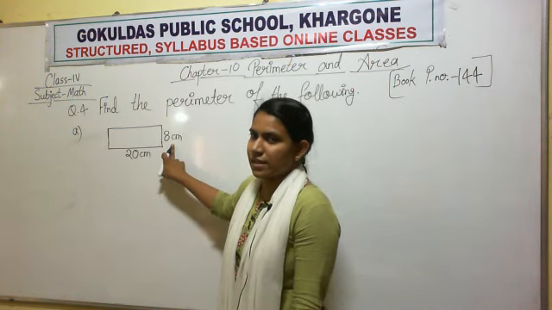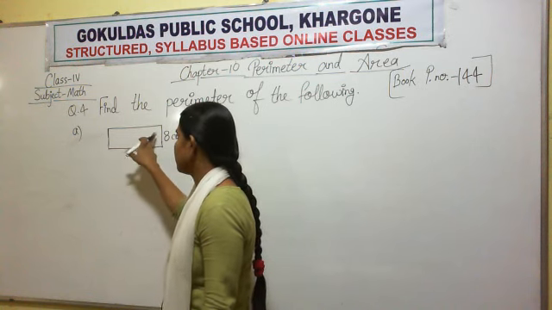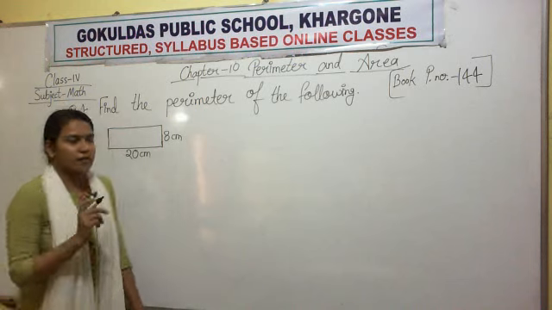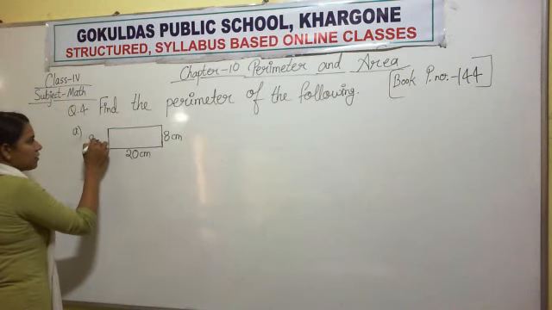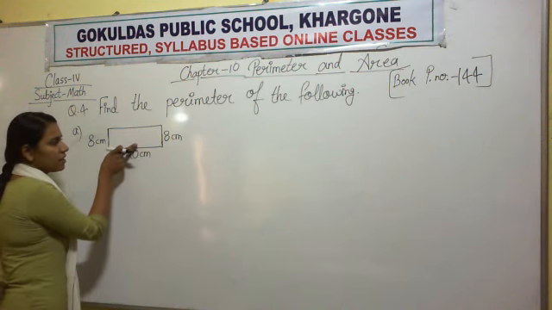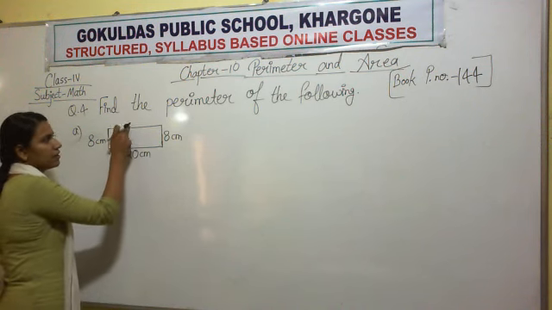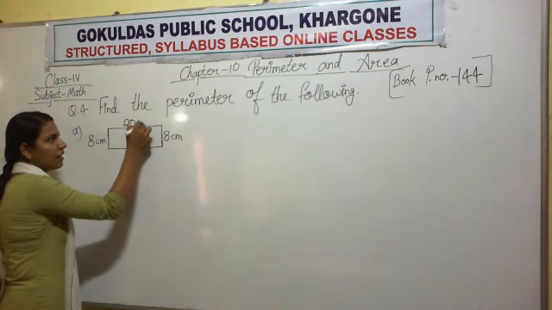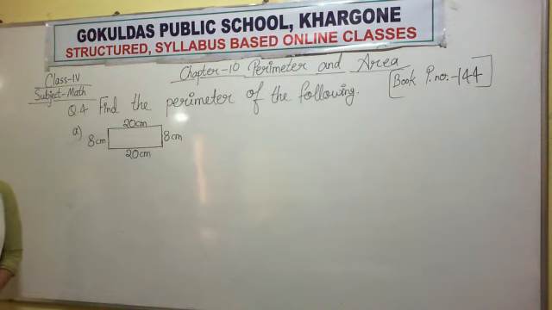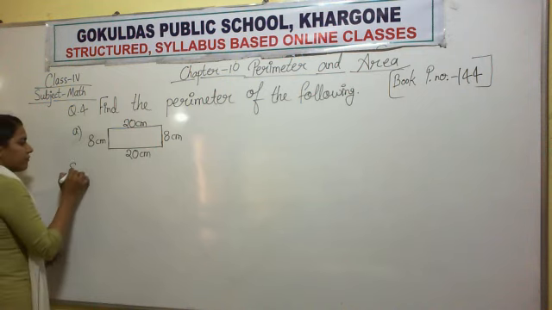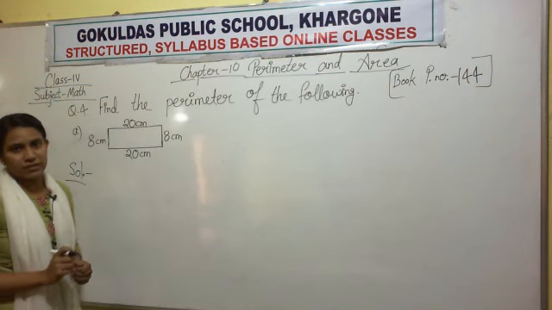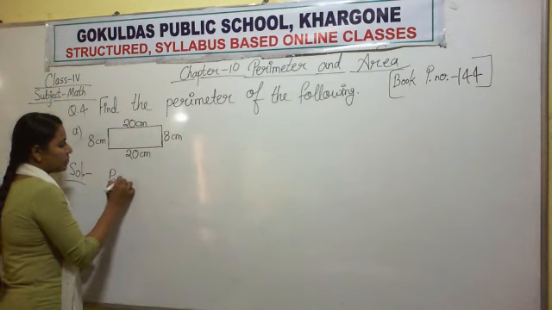So if this side is 8 centimeter, then the opposite side of this will also be 8 centimeter, right? Means this side will be 8 centimeter. And if this side is 20 centimeter, the opposite side of it will also be 20 centimeter, right? This is the property of a rectangle, we know. As our task is to find what? Perimeter. So we will write perimeter.